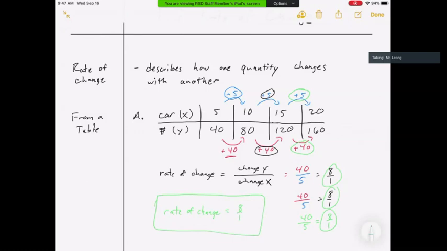You guys see that? So we're comparing how much it changes, okay? Not the actual numbers. We're comparing how much it changes. Hopefully that kind of makes sense. We'll do some more examples. If it doesn't, that's okay. Okay, so let's move on. Let's try another one.